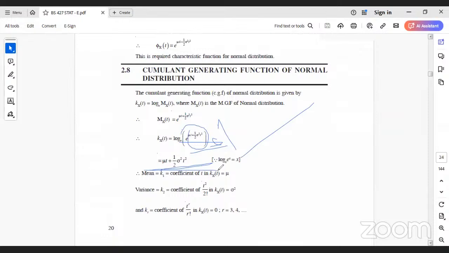So mu1, that is k1, is the coefficient of t, which is mu. The variance, k2, is the coefficient of t square by 2 factorial, which is sigma square. Mu relates to the mean, and variance relates to sigma square. But kr is the coefficient of t power r by r factorial, which is 0 for r equal to 3, 4. Clear, Ishwari? Yes, sir.